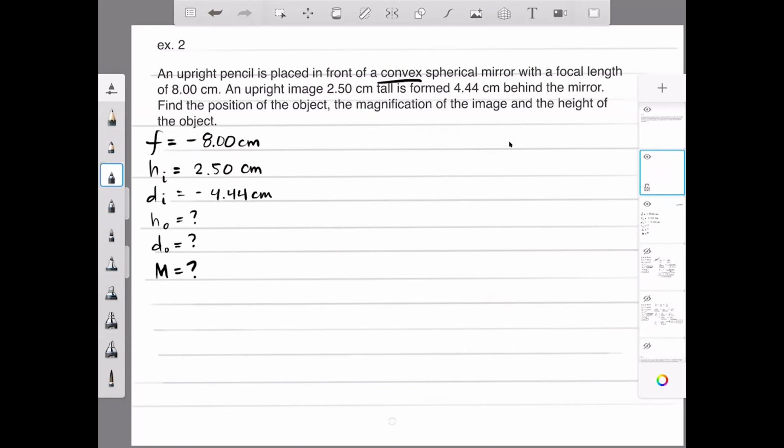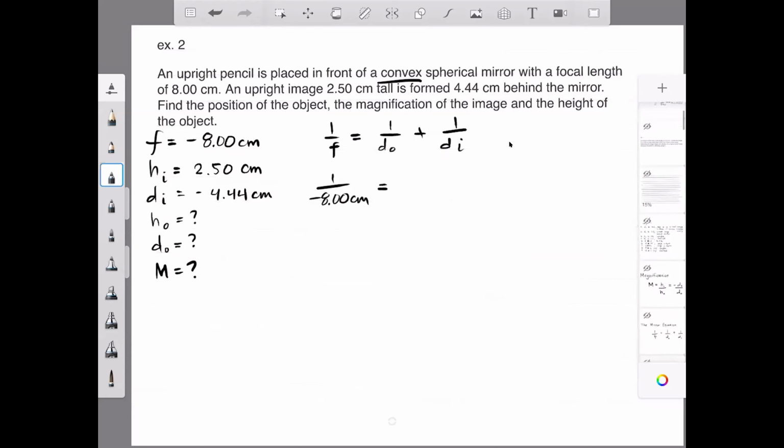Okay. Now, let's start with DO. So using our mirror equation, 1 over F equals 1 over DO plus 1 over DI. We start to fill it in. So we got 1 over negative 8 equals 1 over DO plus 1 over negative 4.44 centimeters.